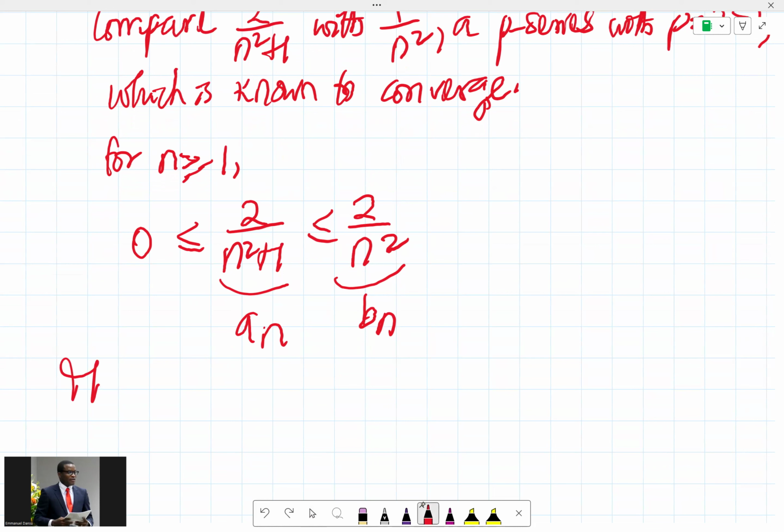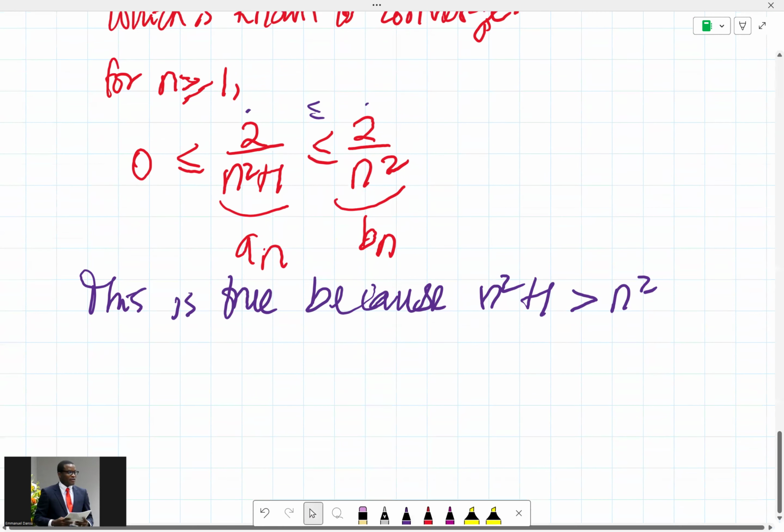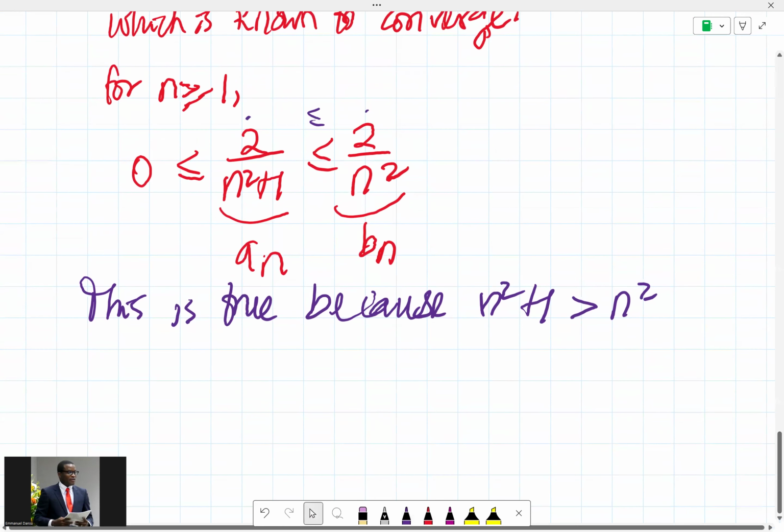This is true because n squared plus 1 is greater than n squared. If you divide by something bigger, the answer is smaller. So that's why this is smaller than this. Okay, so that's there.